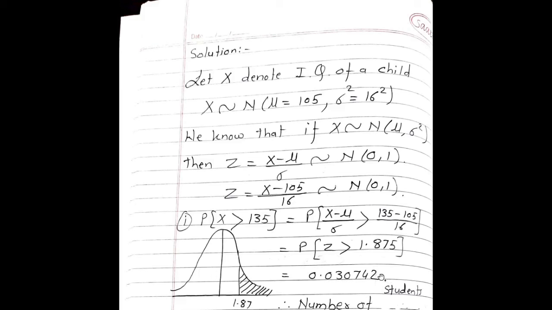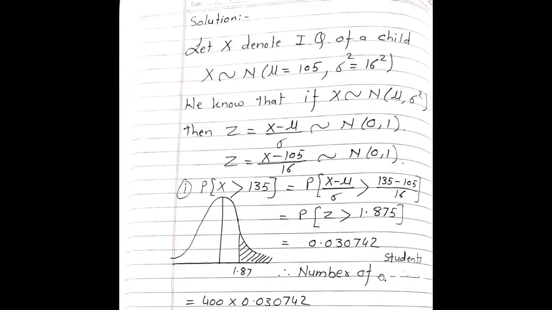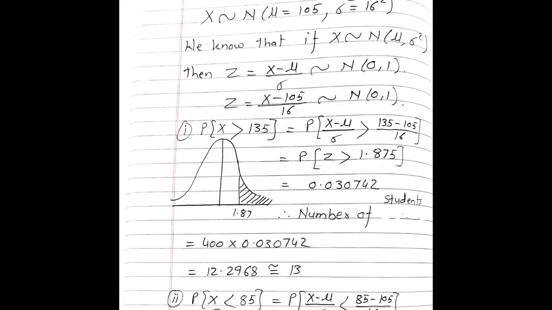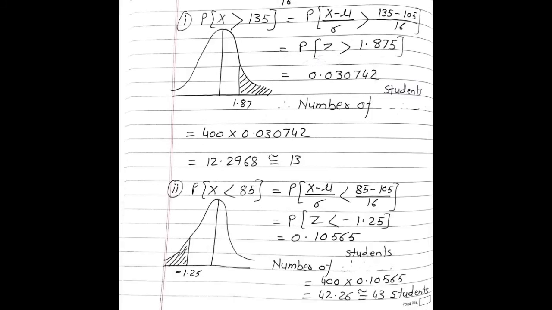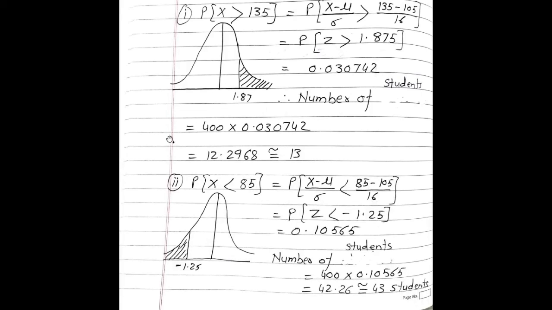So the answer is 0.030742. But actually in the question they wanted the number of students, and they have given us that there are 400 students available. So the number of students is equal to 400 into 0.030742. If you multiply these two values, the answer is 12.2968. So approximately 13 students will have IQ above 135.